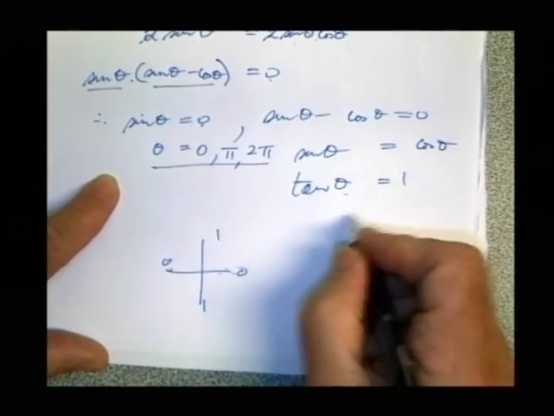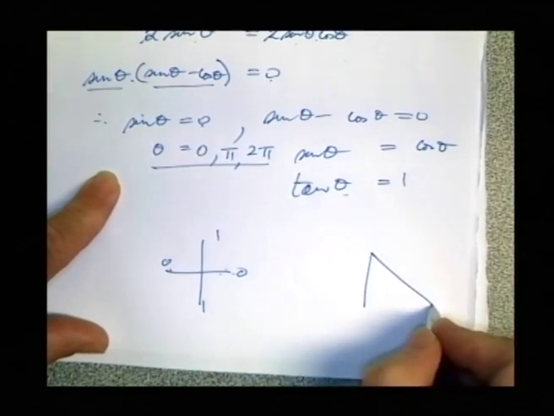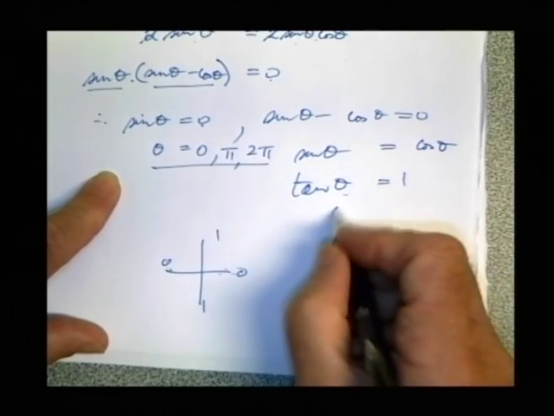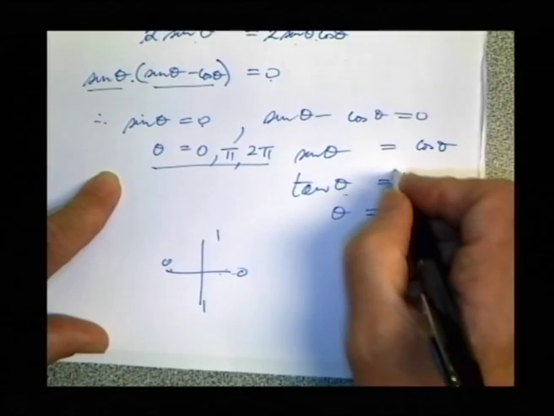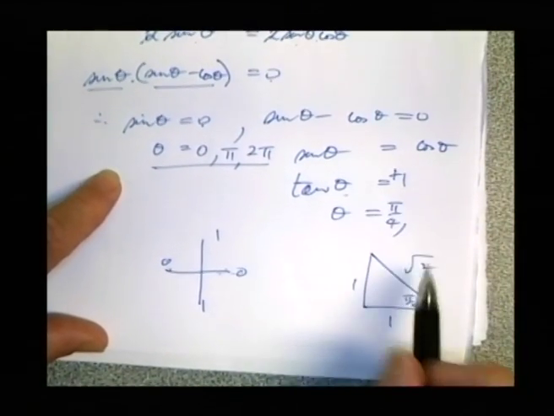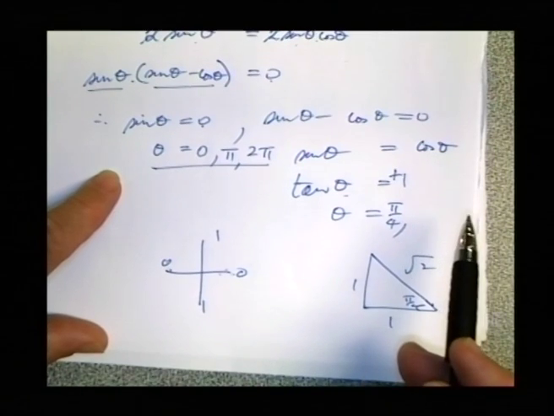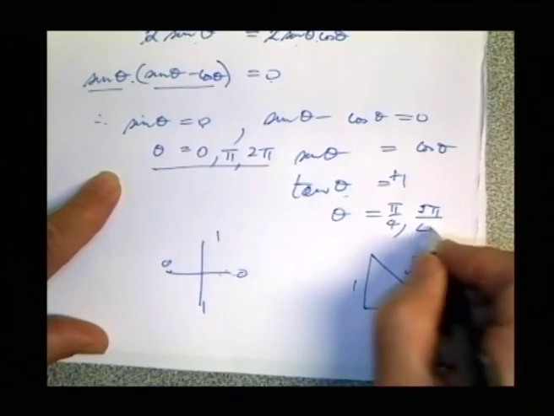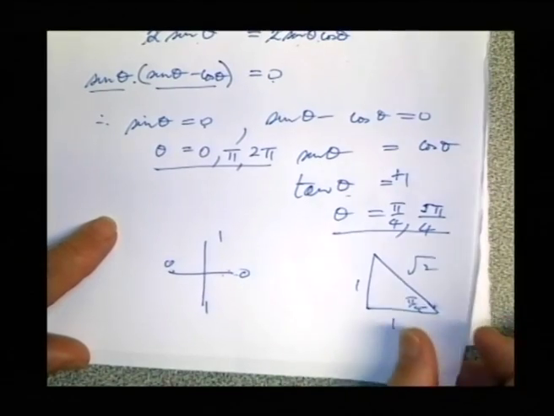Tan theta is equal to 1. You go back to your right angle triangle again, 1, root 2 and pi over 4. So in this particular case, theta is plus 1, so it's in the first quadrant, which is pi over 4, or it's pi plus pi over 4, which is 5 pi over 4. They're the 5 answers in that particular sum.